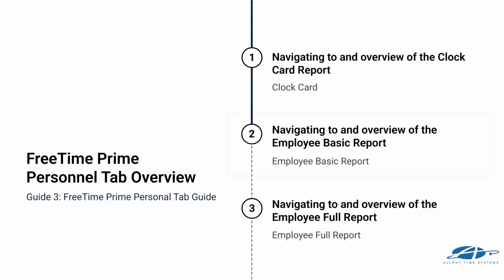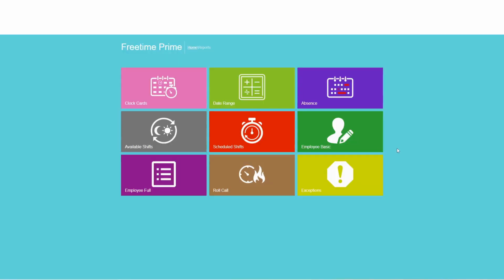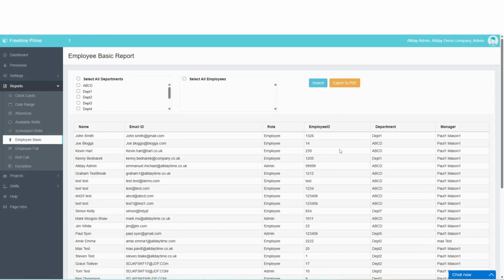Next, we will be looking at how to navigate to the employee basic report and an overview of the report. Once on the Report tab, select the Employee Basic tab. The Employee Basic page displays all employees' basic information on your FreeTime Prime system.